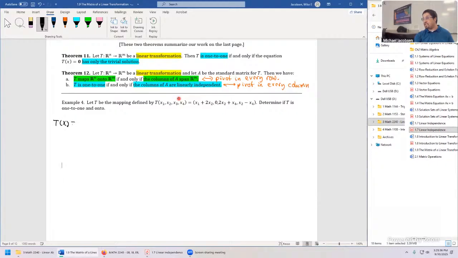We can rewrite this as T of x equals, I'm just going to come over here and rewrite this as a column vector. It's x1 plus 2x2.